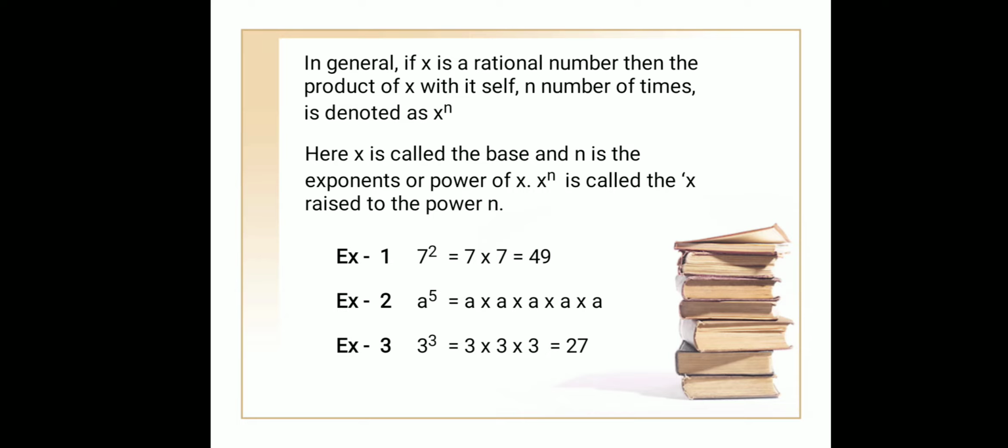Now 3 raised to the power of 3. That means 3 is multiplied by itself 3 times. 3 threes are 9, 9 threes are 27. So 3 raised to the power of 3 is equal to 27.